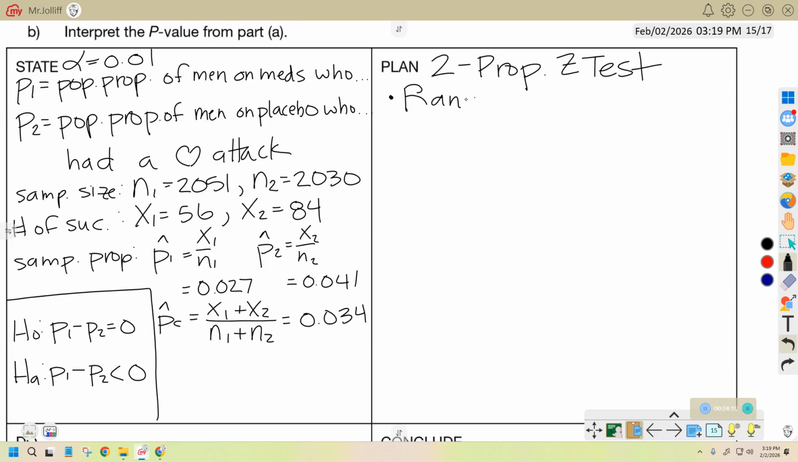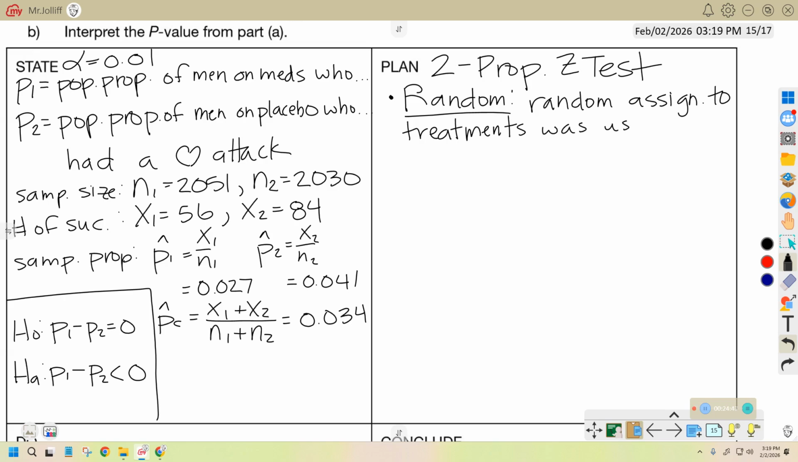Random, very good. Random. We checked the problem. Did they tell us random sampling? No, but they did tell us random assignment to treatment groups. So we know we meet that condition. Good. Very good.